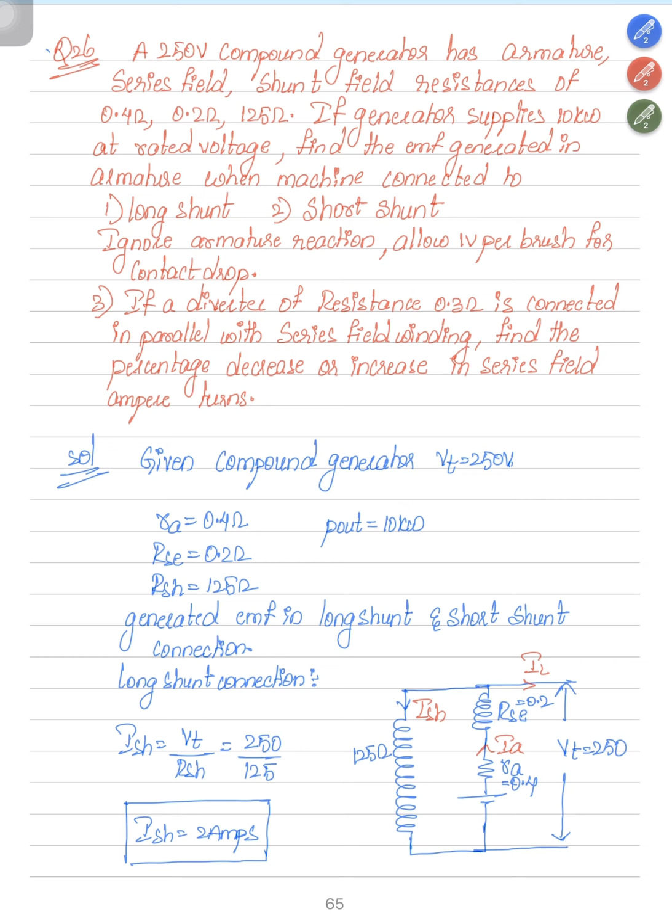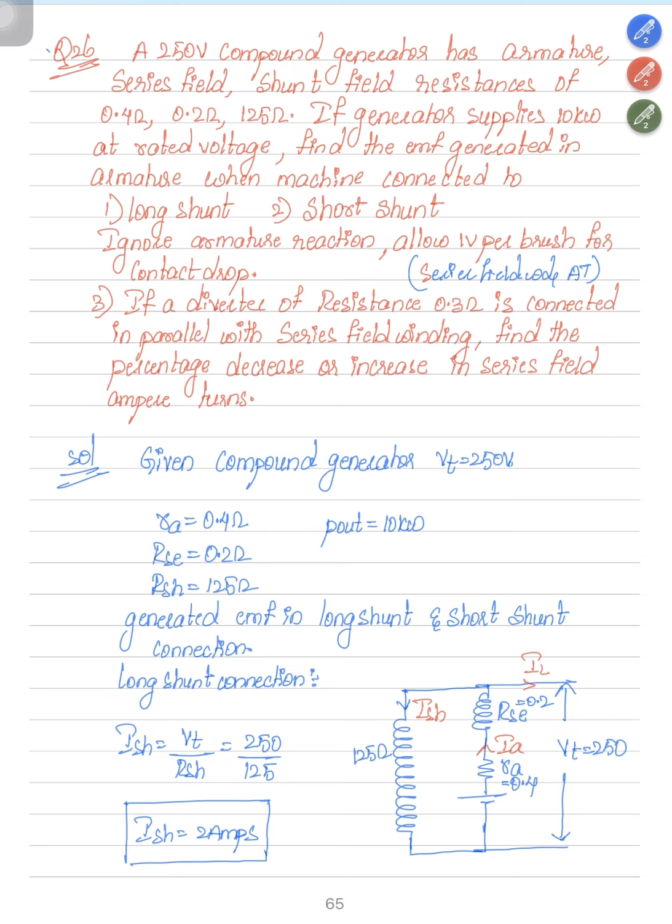This is one of the DC machine questions. The main concept in this DC machine question is series field winding turns, series field winding ampere turns, which means reduction or increase in series field winding ampere turns. Let's get into the question.